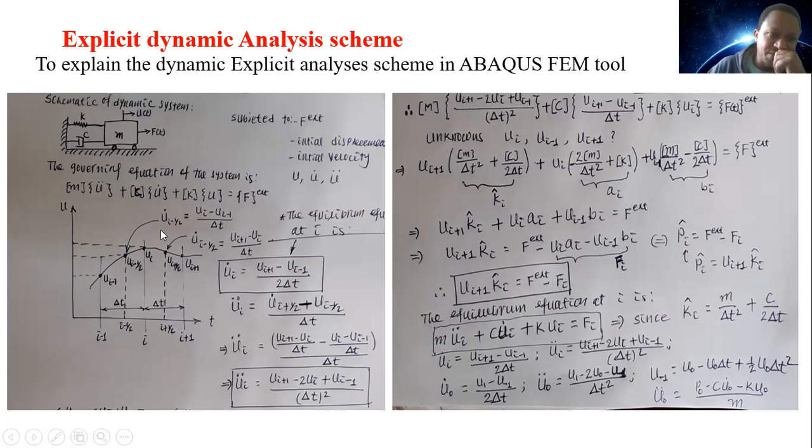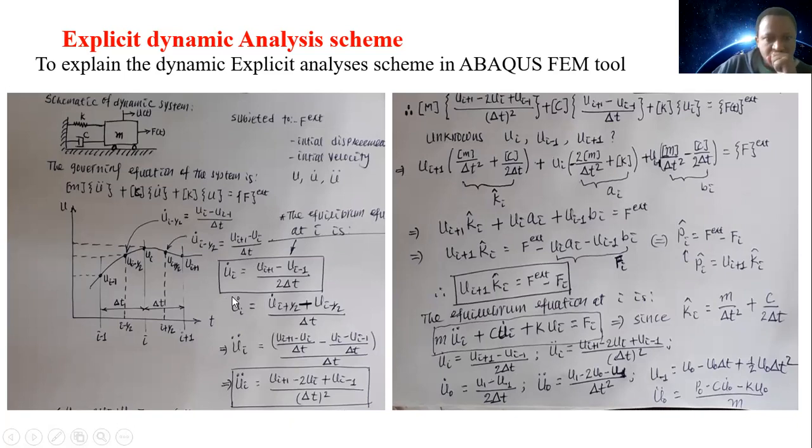For example, u dot at i minus 1/2 is equal to u i minus u i minus 1 over delta t. Again, u dot at i plus 1/2 is equal to u i plus 1 minus u i over delta t.